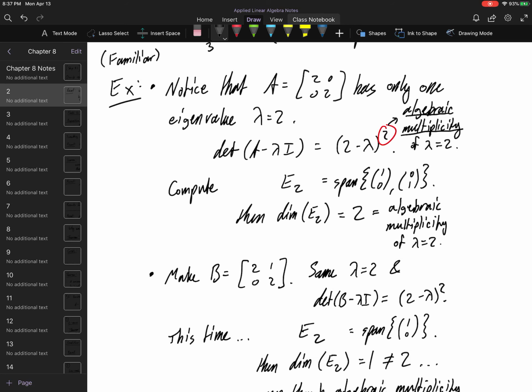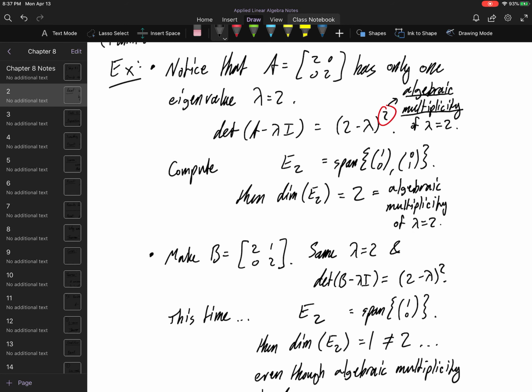But anyway, the eigenspace corresponding to lambda equals 2 for this matrix, you can go ahead and compute. A minus 2I in this case is just going to be the 0 matrix, which means that its kernel is all of R2. So you can just choose whatever basis of R2 you want, and I just chose the standard basis because why not? So the dimension of the eigenspace is 2, and it equals the algebraic multiplicity of lambda equals 2.